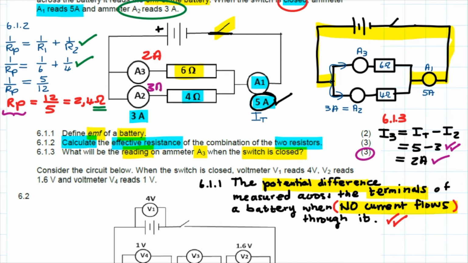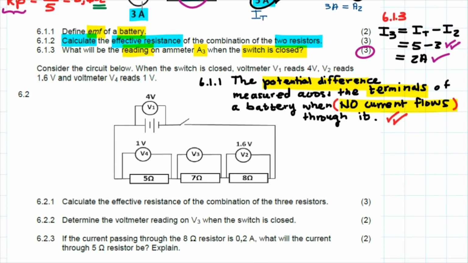As you can clearly see, the smaller resistor has more current flowing through it because the smaller resistor resists less current, and therefore it allows more charges to pass through it per unit of time. Let's move on to the next part of this question.